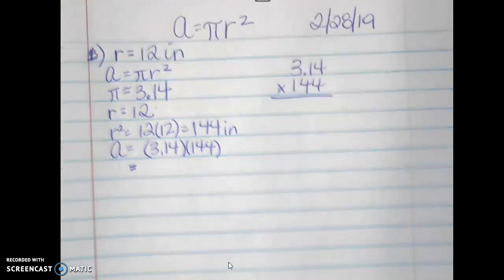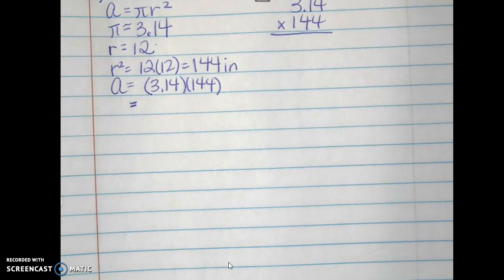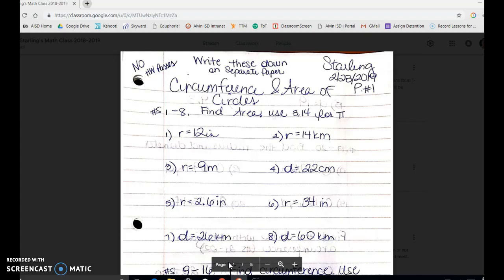So, going on to question number 3. It says the radius is 9. And I know I just skipped a question, but it doesn't matter. You'll see the same thing over and over and over.